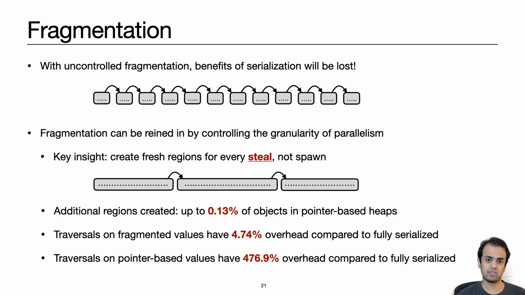Then the next thing we measured is the downstream effect of fragmentation. So all of these traversals that operate on fragmented values, we would expect them to get a little slower, since they now have to traverse all of these additional pointers. But we observed around a 5% overhead for such traversals compared to a traversal that operates on a fully serialized value, which was allocated sequentially and has no fragmentation. And even with this overhead, this traversal is still much faster than traversing a fully pointer-based value. And with all of this, we get the performance numbers we saw earlier.